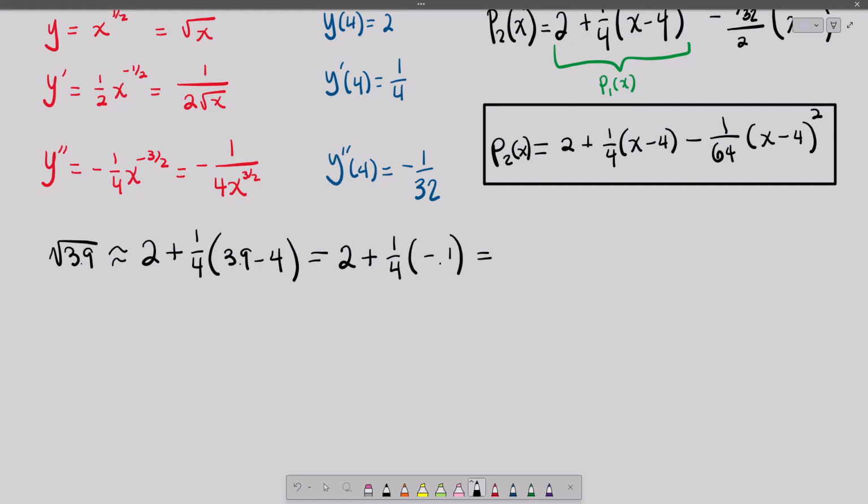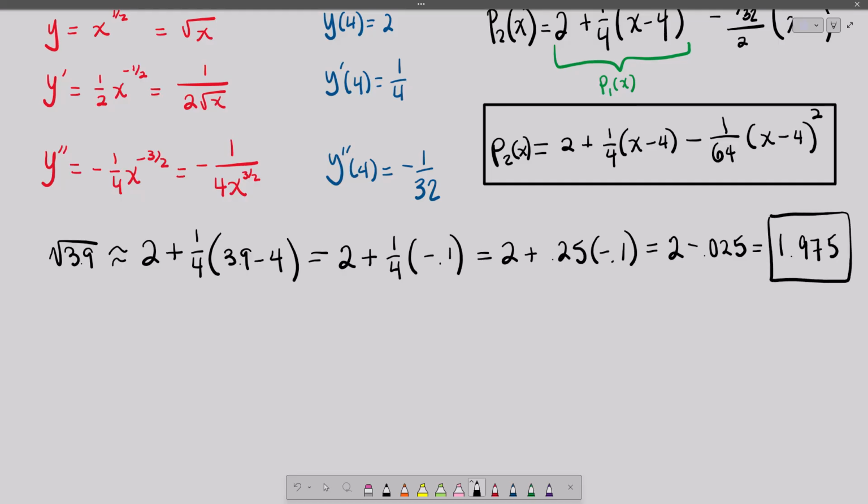It's probably going to be easiest if we do it in a couple of ways. If we write this 1/4 in front as 0.25, that might be a pretty easy way to multiply those two together. If we multiply by 0.1, we move the decimal one more to the left. And so it looks like, if I multiply correctly, and it's going to be negative, 2 minus 0.025. So this will be 1.975. So that is going to be our best linear approximation.